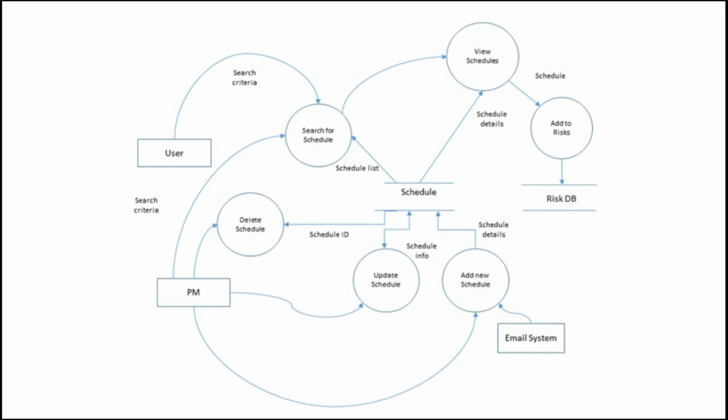The final diagram would look like this. So you can see multiple data processes, multiple sources. User is a source, project manager is a source. We have processes like viewing schedule, search for schedule, delete schedule, and there's a data store called schedule. There's a data store called risk database, and so on.